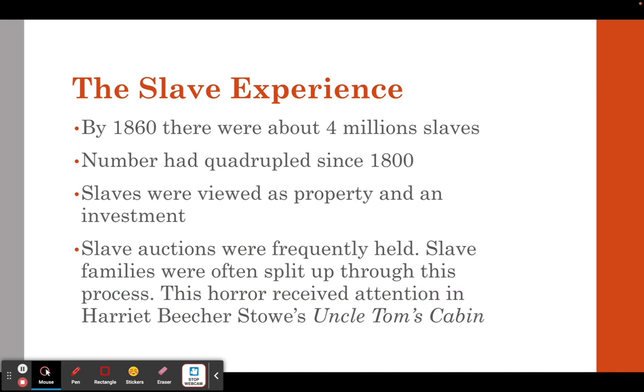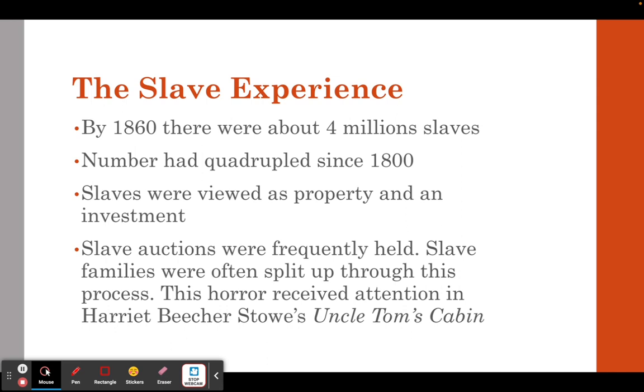So, what was the slave experience in the South like? By 1860, there are about 4 million slaves. The number had actually quadrupled, which means times four, since 1800. The slave trade, bringing slaves from outside of the United States, was actually illegal in 1808. It still goes on. People smuggle slaves in, but you also have the encouragement of slave masters, the people that own the slaves, to procreate, to have children. And then those children, as they grew up, they would be ripped apart from their families and sold as property.